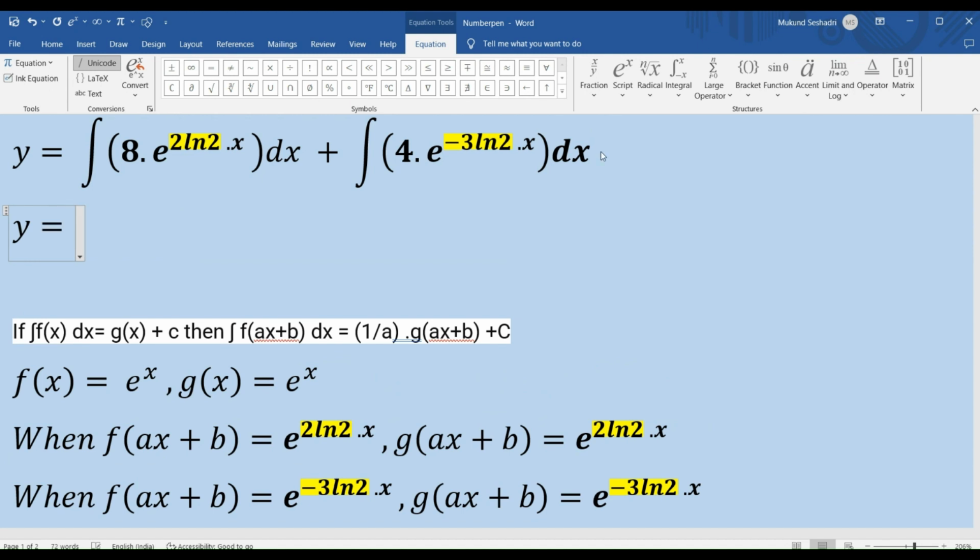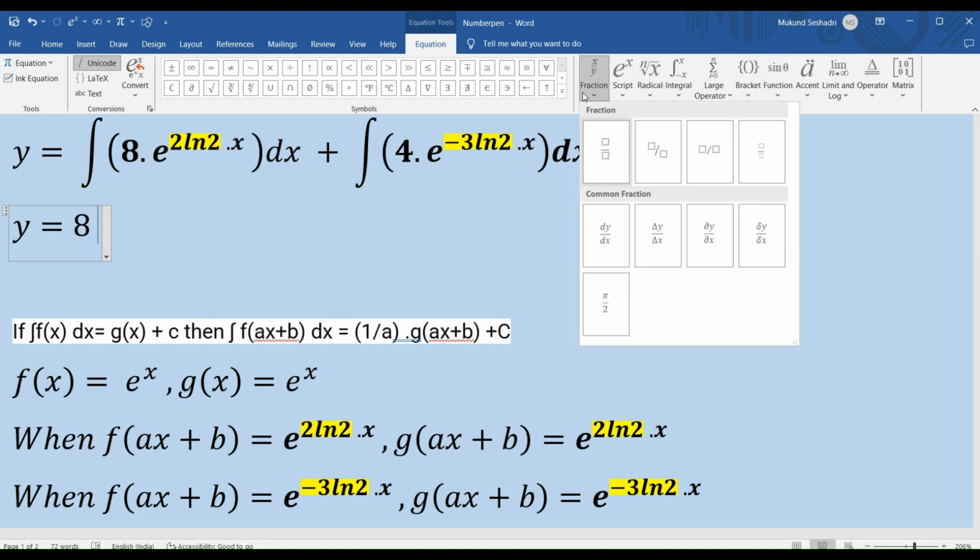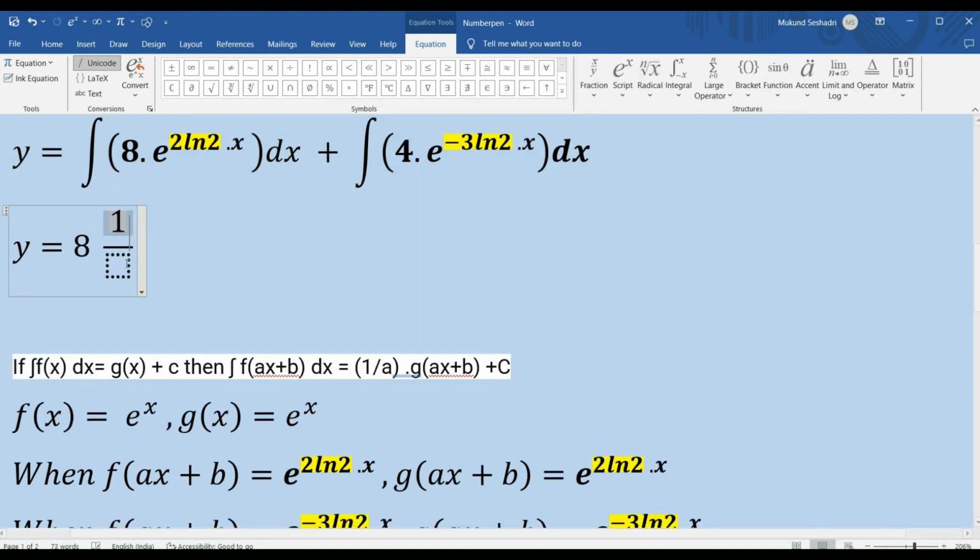My y is nothing but I pull out the 8, right? The 8 can be pulled out of the integral. I have the integral of e to the power 2 ln 2x, which is of the type integral of f of ax plus b dx. So the answer to that particular problem is 1 by 8 times, and what is my a? In place of a, I have 2 ln 2, and then I have my g of ax plus b.